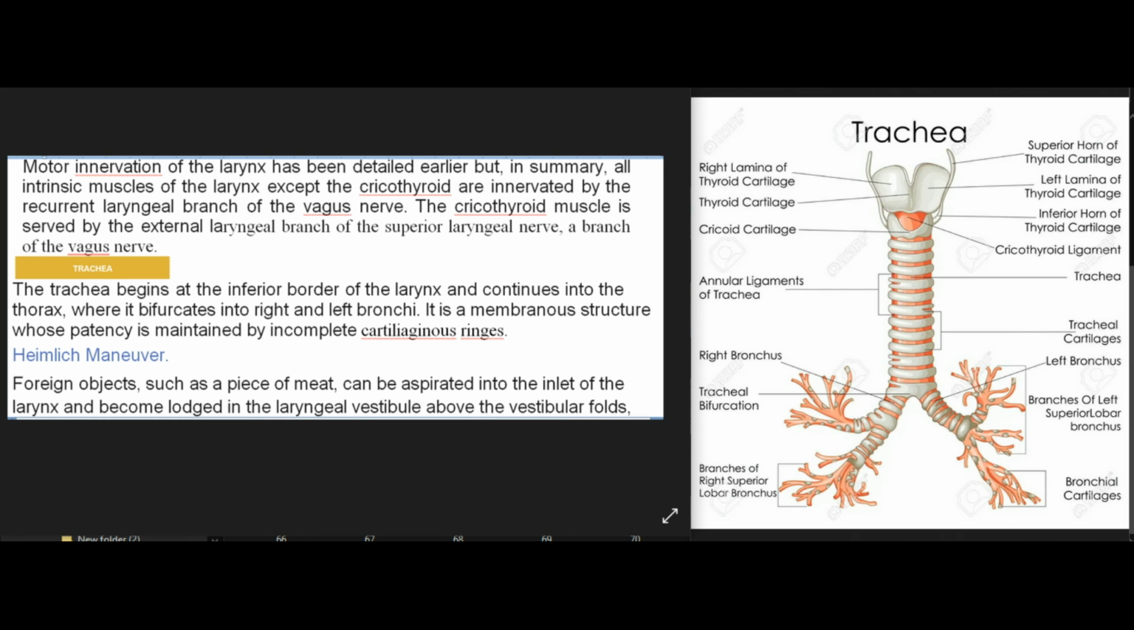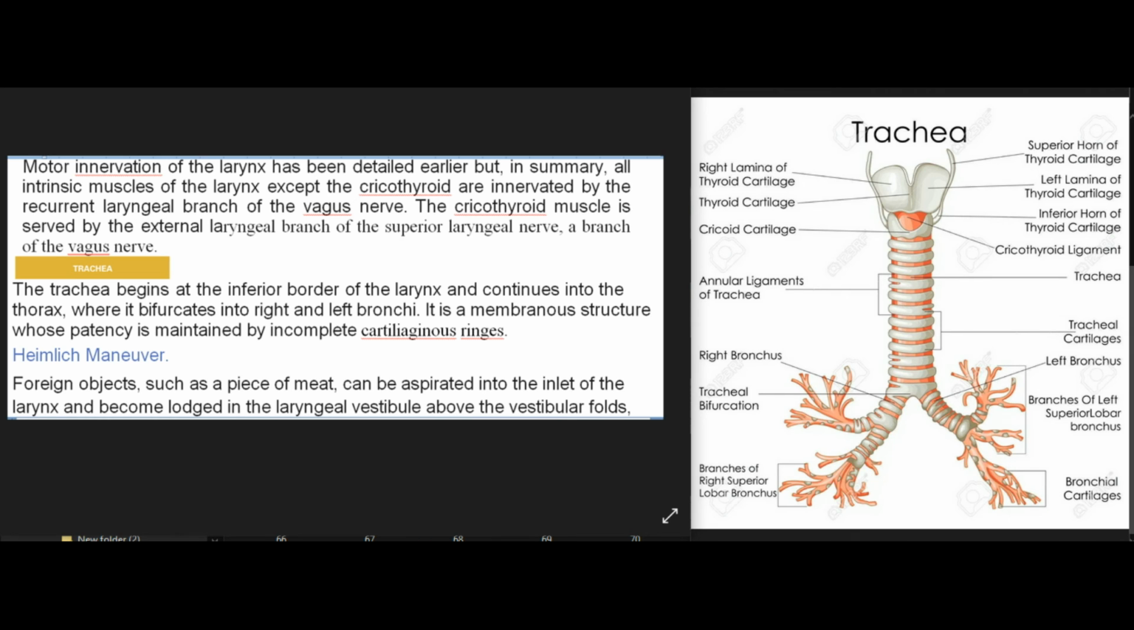The trachea begins at the inferior border of the larynx and continues into the thorax, where it bifurcates into right and left bronchi. It is a membranous structure whose patency is maintained by incomplete cartilaginous rings.